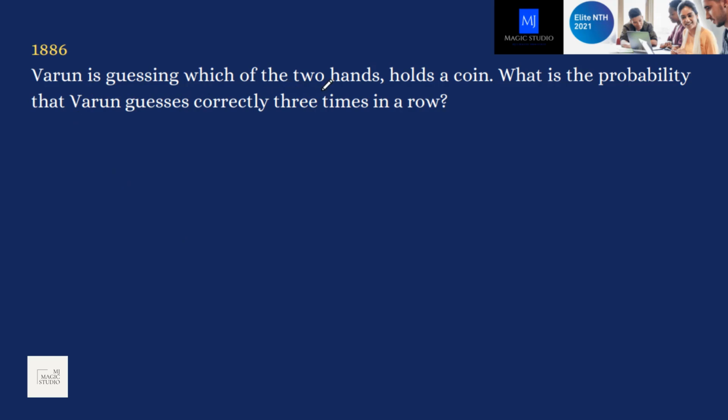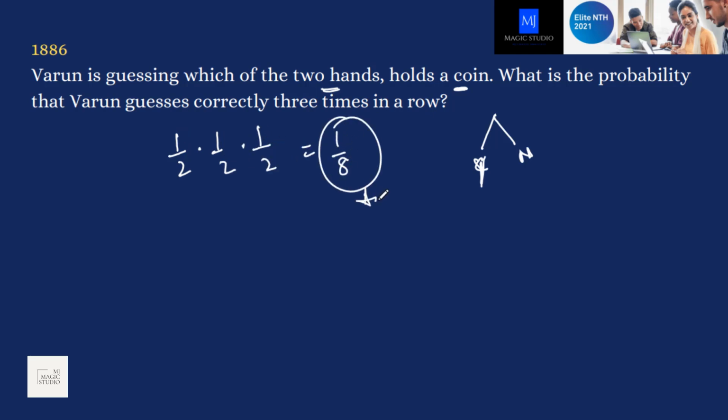Varun is guessing which of the two hands holds a coin. So okay, either this hand will hold a coin, or this hand will not hold a coin, something like that. That means the chances that you would be able to guess is half, because only one of the hands would be holding the coin. What is the probability that Varun guesses correctly 3 times in a row? First is half, second is also half, third is also half. 1/8 is the answer.